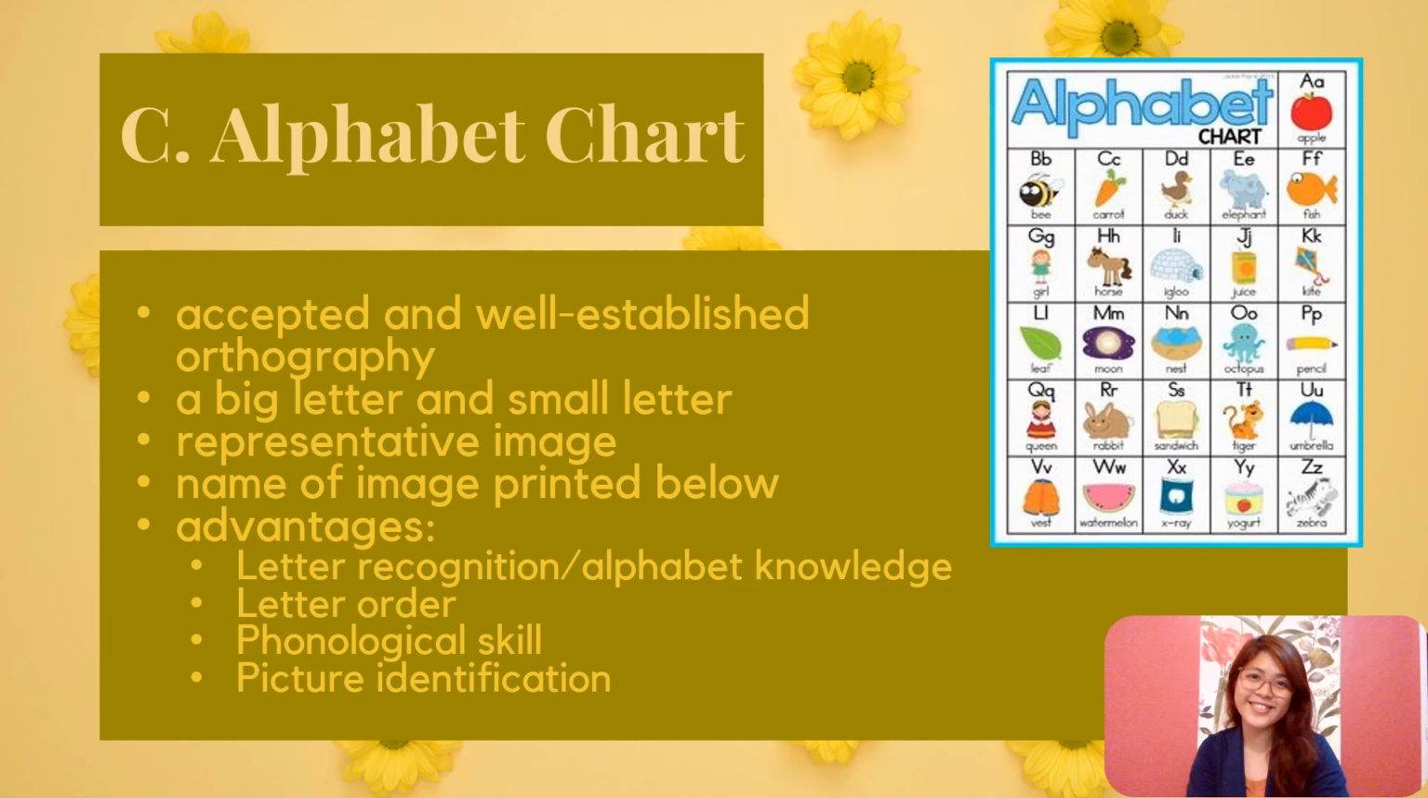And we can see here that the alphabet chart is made up of big letters along with their small letters, plus a representative image and the name of the image printed below. Can you label these features from a letter here in the alphabet chart? You can pause this video and try to identify.